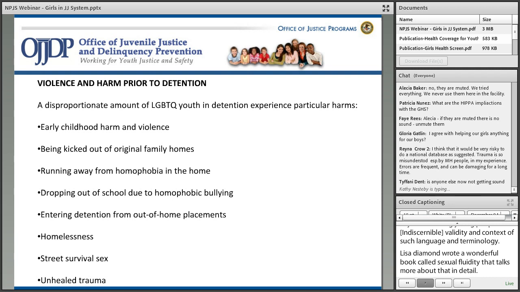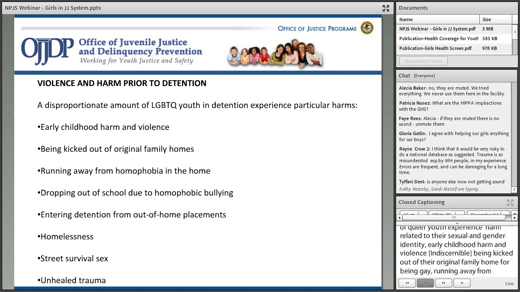Early childhood harm and violence is reported. Being kicked out of their original family homes for being gay, running away from homophobia in the home, dropping out of school because of bullying, because of homophobia, entering out-of-home placements where they don't feel safe or they're bullied. Many of these processes lead to homelessness, which leads to street survival sex and attention from juvenile authorities.